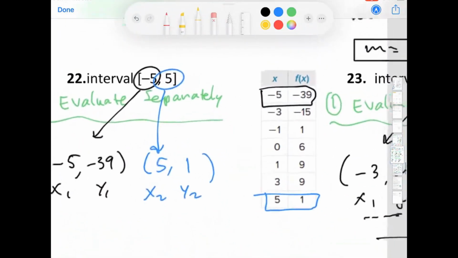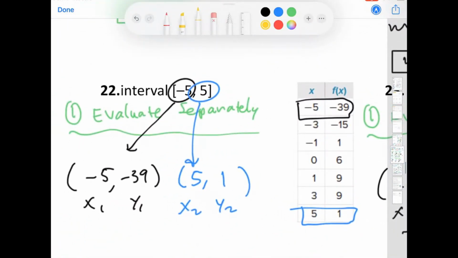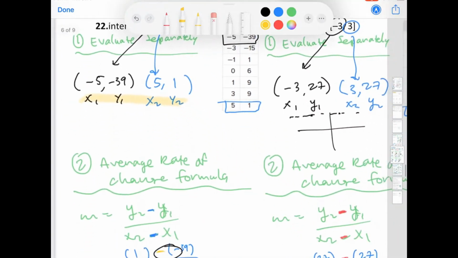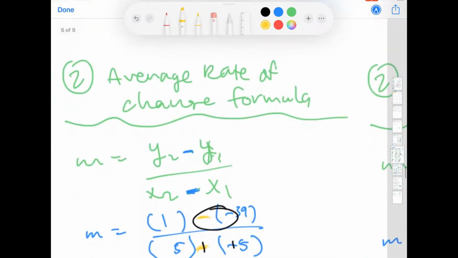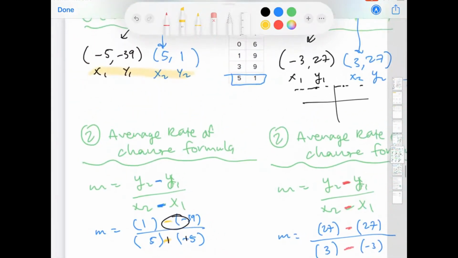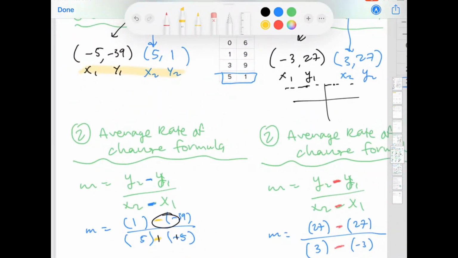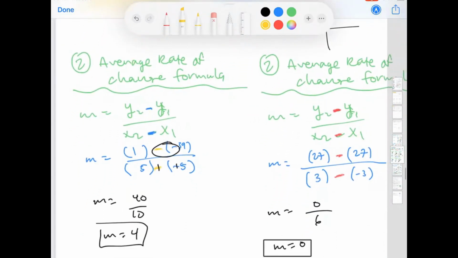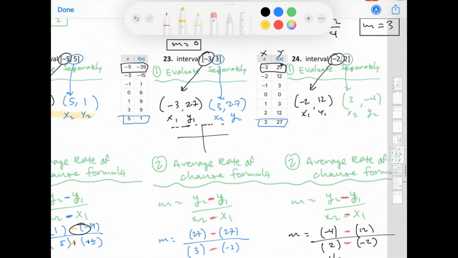Question number 22, same thing, separate them, get your 2 order pairs. Look at your table of values for your 2 values. In black, that'll be negative 39. Blue would be 1, 5, 1. Make sure you label your order pairs, x1, y1, x2, y2. Write down your formula, substitute in there, and simplify. Hopefully the change of colors is helpful, and you should do that in your work too if that helps you. You get a slope of 4. Question number 23.